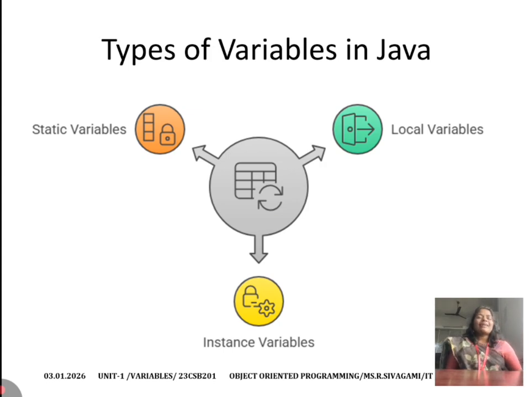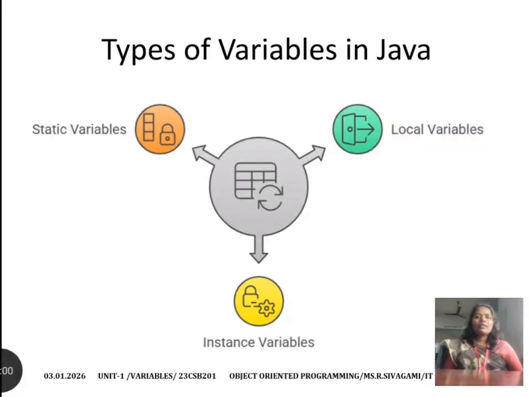The next one is types of variables in Java. We're going to talk about the types of variables in Java. The first one is local variables, then static variables and then instance variables. First we're going to see the local variable. Local variables are declared inside a method, constructor or a block.